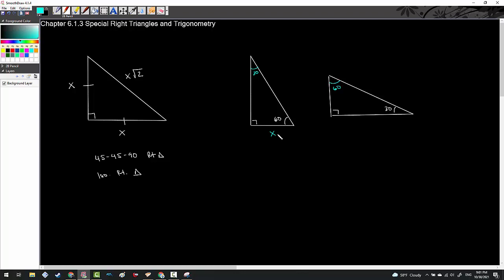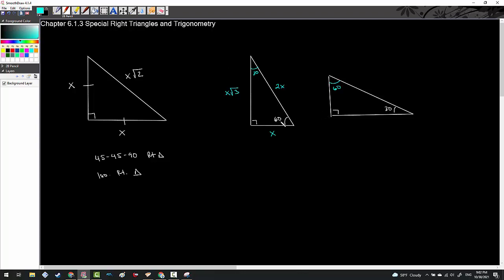Opposite the shortest angle would be the shortest side. The medium angle was the 60-degree angle. Across from the medium angle was the short side times the square root of 3. Of course, when you multiply something by rad 3, which is about 1.7, you're making it just slightly larger. And then the hypotenuse, which is opposite the 90, was always going to be double whatever that short side was.